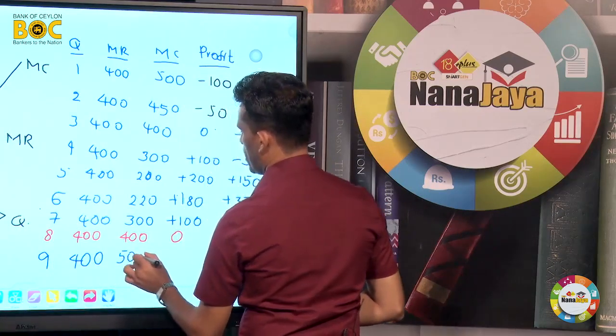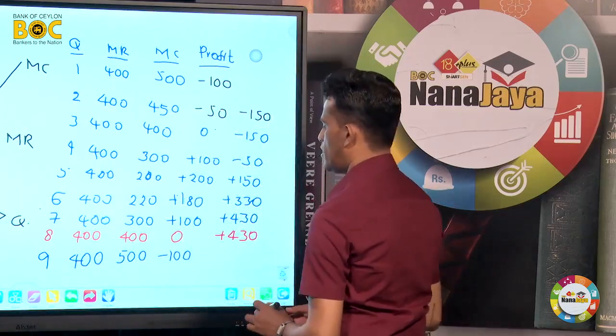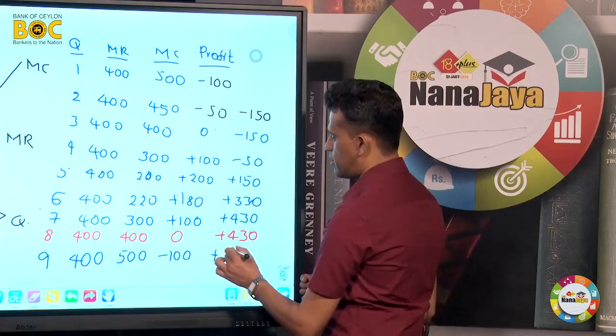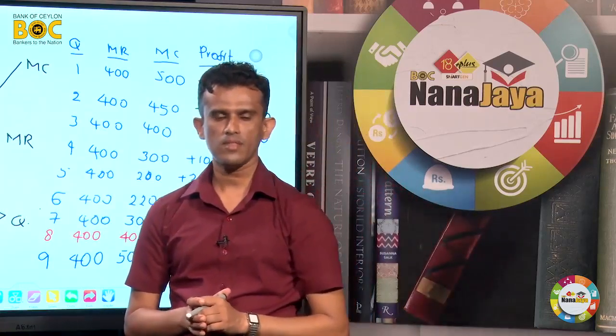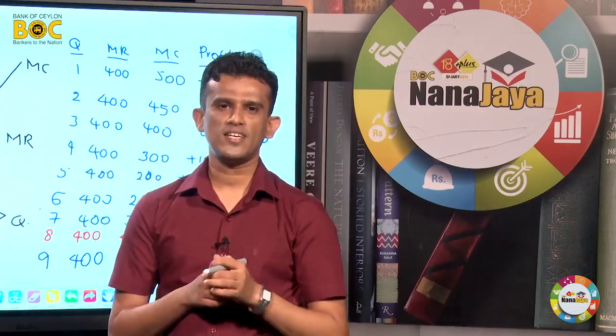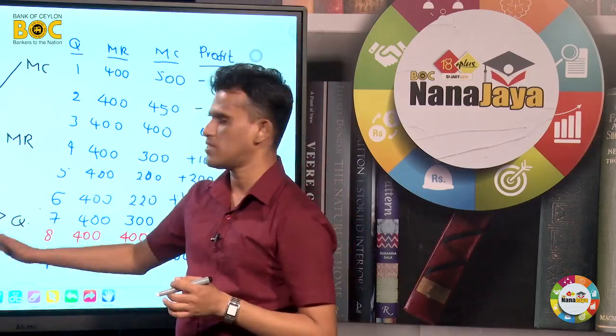500. Means from that unit there is a loss of 100 to the firm, right? When that loss is adjusted to the previously accumulated profit, again the profit goes down from 430 to 330. So what is the point of producing the 9th unit? No point of increasing the production from 8 to 9.